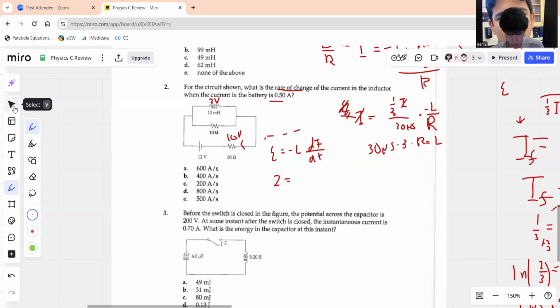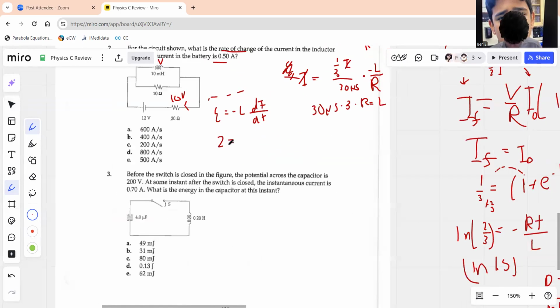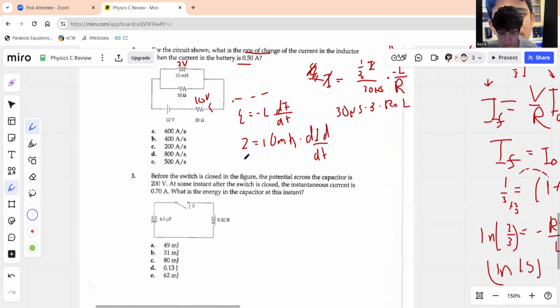Okay, that is next. We're just flying through them. Hello, okay, taper fade. So 10 millihenries times DI over DT. Then what is that background, bro? And so it gets you, I think, 200.